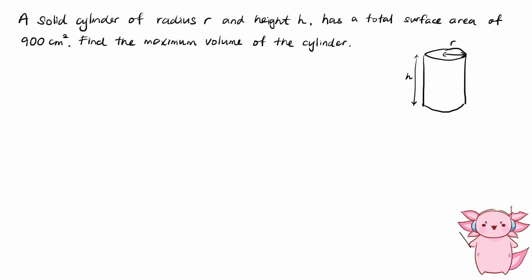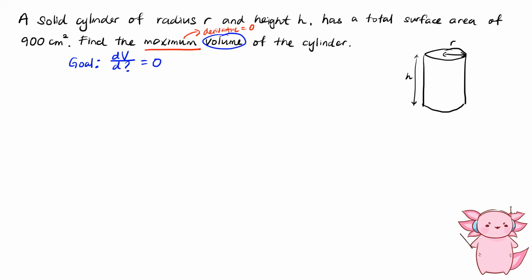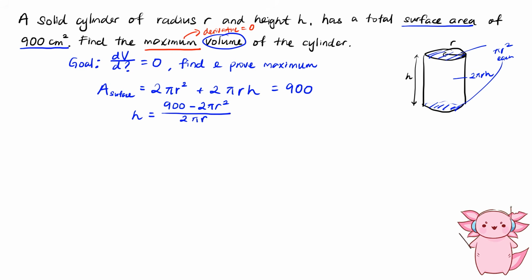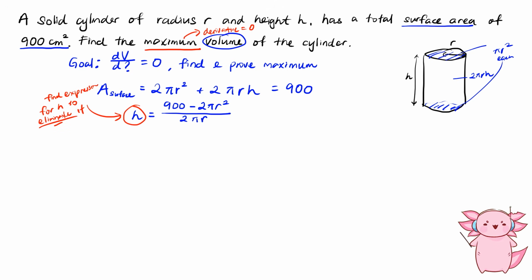You might be familiar with these kinds of optimization problems in A Math where it's broken down for you, but in the A levels, you're on your own, kid. The first step is to know that we have to make dV over d-something equal to 0 to find the maximum. So let's equate the surface area of the cylinder to 900 as given in the question, and the trick is to find an expression for h, and it gives us something like this.